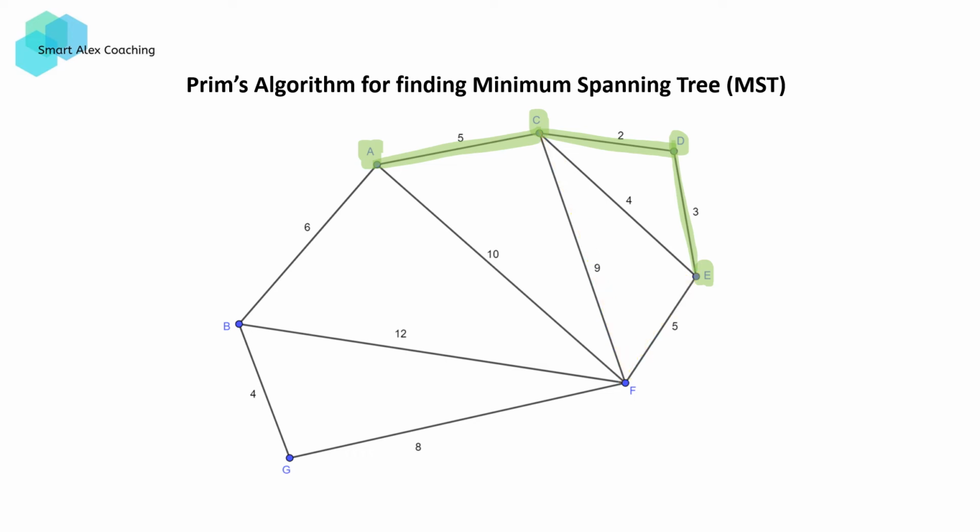And this is what our tree now looks like. We've got 3 more vertices to collect into our spanning tree. So repeating the process, from A, we can access B. We can also access F. From C, we can also access F as well. And from E, we can also access F as well. Comparing the weights again, 6, 10, 9, and 5. 5 is the minimum, so we're going to choose to include edge EF next into our tree.